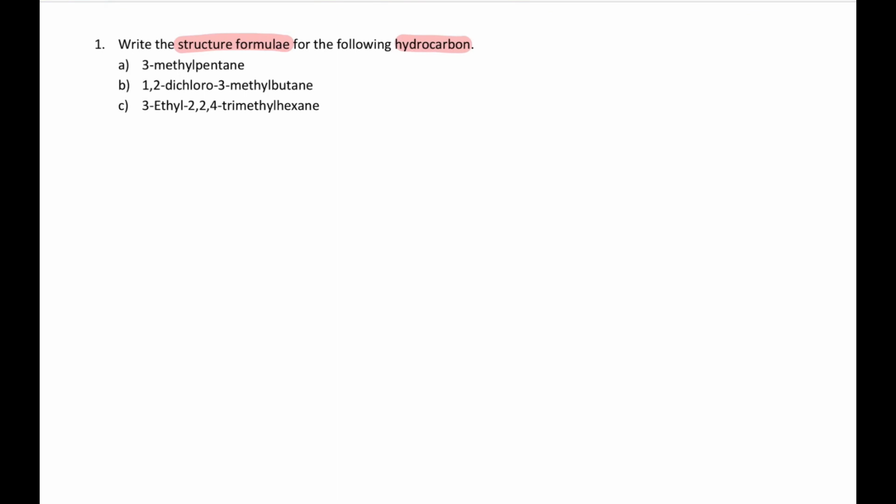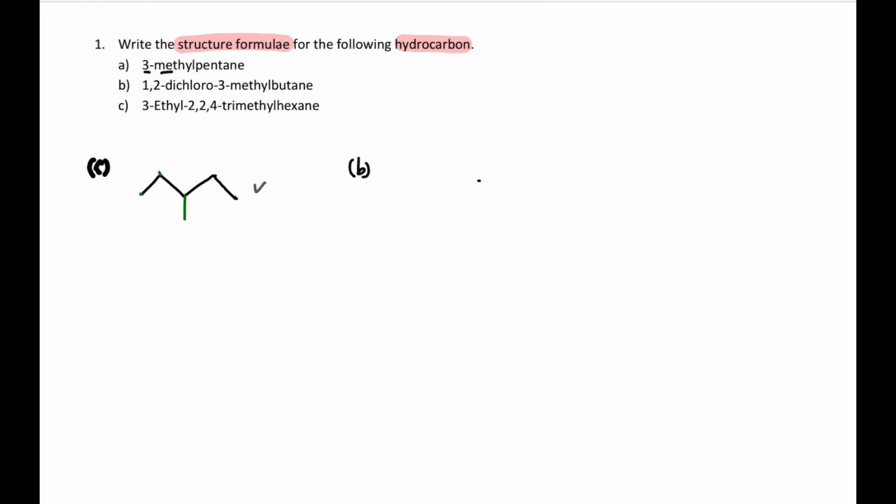Okay, following the first one, 3-methylpentane. So we're gonna start with the parent first, pentane. Okay, so 1 2 3, 1 2 3 4 5. So that's pentane. And then at carbon number 3 we got methyl. So 1 2 3, methyl. So there you go, that's 3-methylpentane.